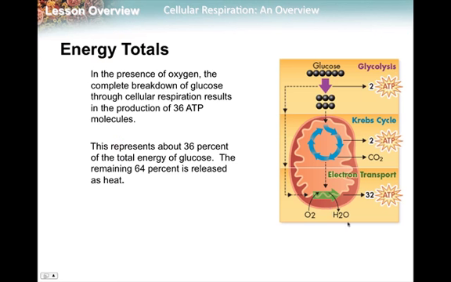Again, like I've said, the energy totals per glucose are about 36 ATP. The vast majority of those come right here in the electron transport chain, and then 4 others come from glycolysis and Krebs cycle, split respectively. This represents about 36% of the total energy of glucose, and the rest is actually released as heat. So when you're running around or doing exercise and your body gets hot, it's because it's going through this process, which is releasing a lot of energy as heat.